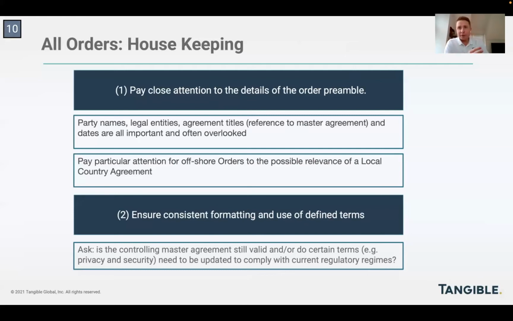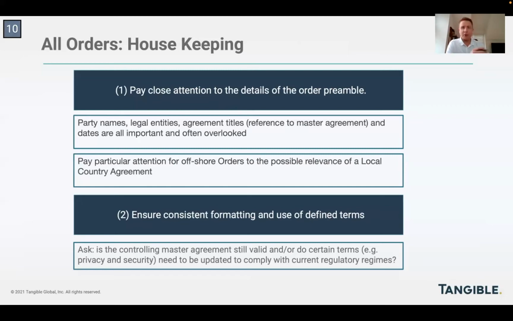The second point starts in the preamble, but really extends throughout the entire order form, and that's to ensure the consistent use of defined terms and formatting. So, if you define a buyer as a capital C Customer in the preamble of an order form, make sure that that's used consistently throughout the order form. Don't switch over to capital B Buyer in the second section of the order form.